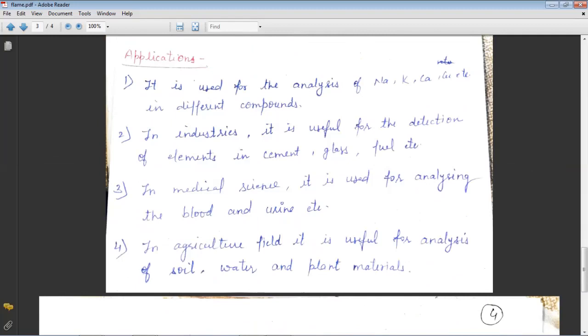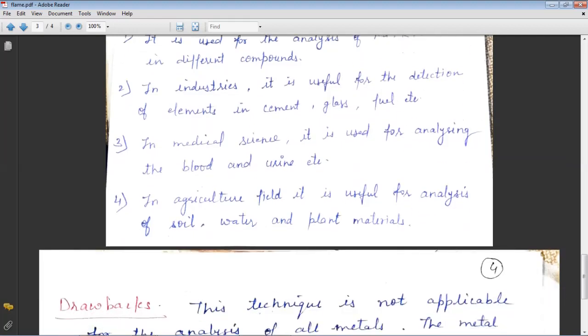In different compounds. And in industries it is useful for the detection of elements in cement, glass, fuel, etc. Third, in medical science it is used for analyzing blood and urine, etc. And fourth, in the agriculture field it is useful for analysis of soil, water and plant material. So these are the applications of flame photometry.